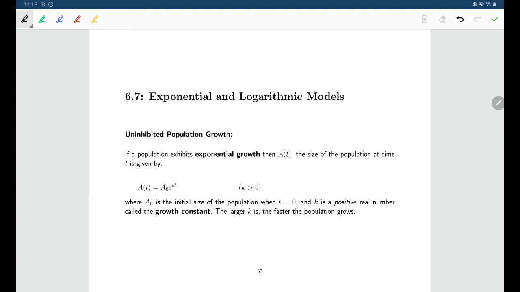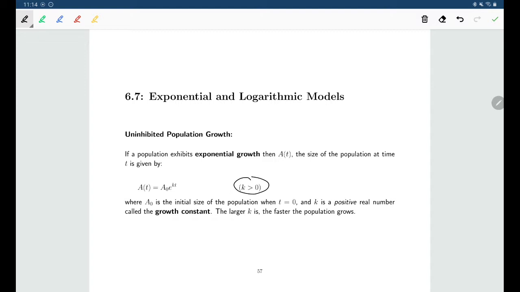If k were negative, on the other hand, then as t gets larger, e to the kt would get smaller and smaller. This would be something where, as time goes on, the population decreases in size, which we'll look at later on. Those would be cases for uninhibited decay, population decay. But here for population growth, we'll have a positive growth constant.